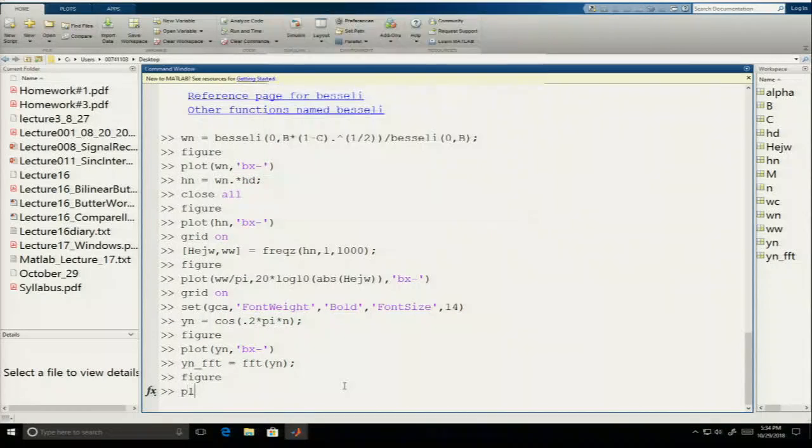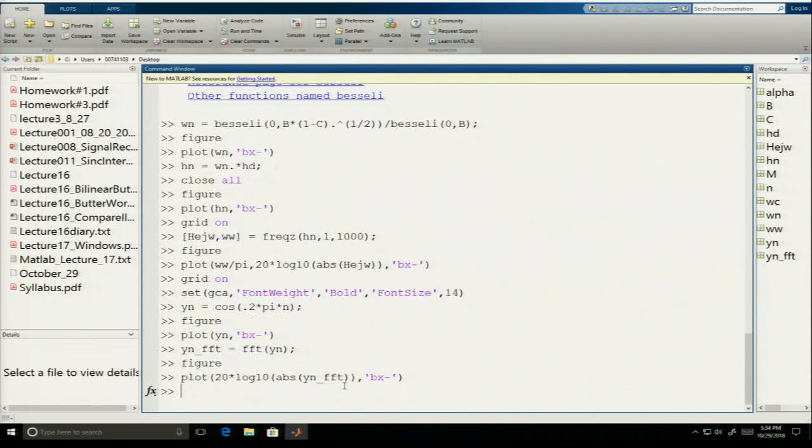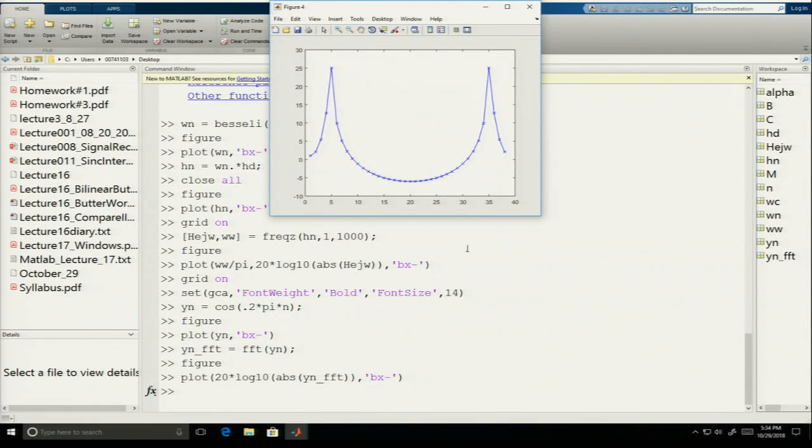So now figure, plot 20 times log10 of the abs of the FFT of y[n]. So there we go. Now I don't have any frequency variable assigned to it. Well, the good news is, what do we see here? We see two peaks, which is good because that's what we got to see. It's a cosine, and we want to see those at 0.2 and minus 0.2 pi. Hopefully that's what we're looking for.